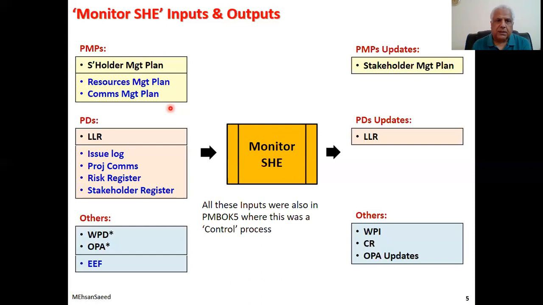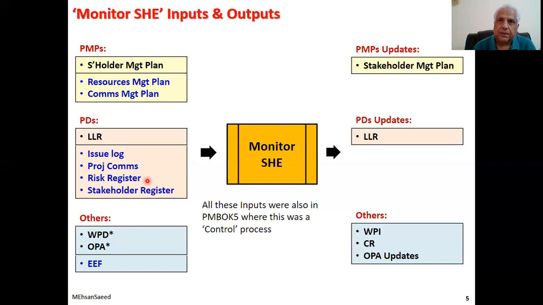Amongst project documents, we require project communications. Project communications with the stakeholders, like reports, minutes of the meeting, emails, etc. The sort of communication that takes place between the project team and the stakeholders, or the project manager and the stakeholder. Then the risk register we require, because there could be risks attributed to the stakeholders.